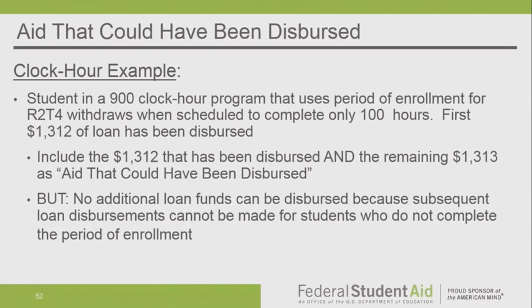Let's look at a clock hour situation. The student is in a 900 clock hour program, and then the student withdraws and was scheduled to complete only 100 hours.